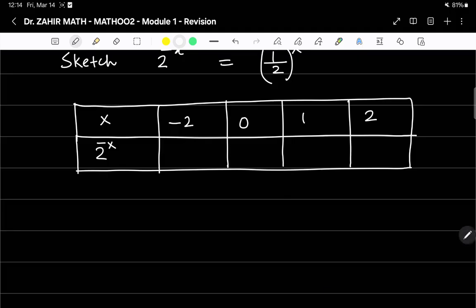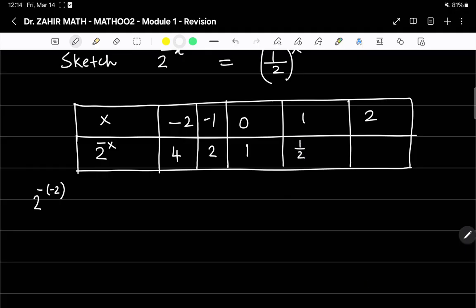Sorry, I missed the value minus 1, right? So I put minus 1 also. Minus 2, minus 1, 0, 1, 2. So you can put in the calculator this one, 2 power minus x. So in the calculator you can write 2 power minus and then minus 2, right? Which is going to become 4, and which is going to become 2. And I'll put in the calculator, it's 1.